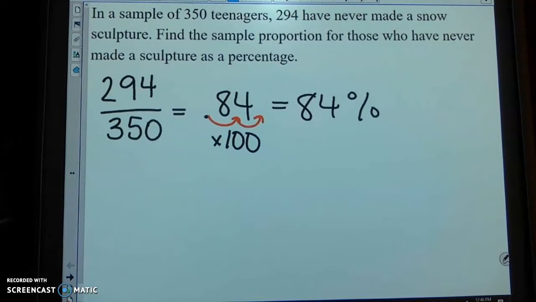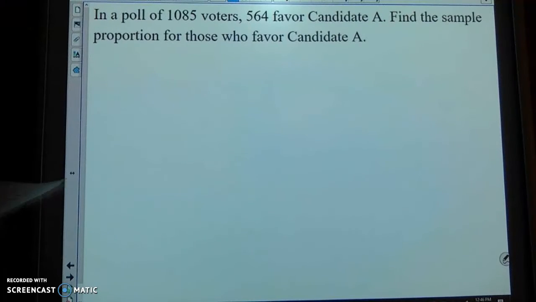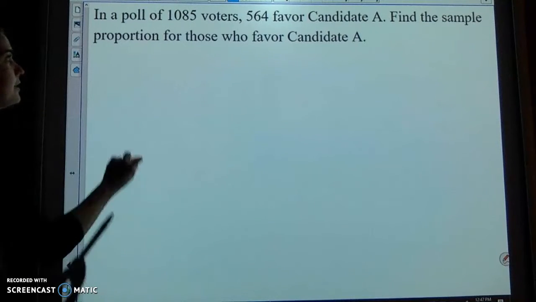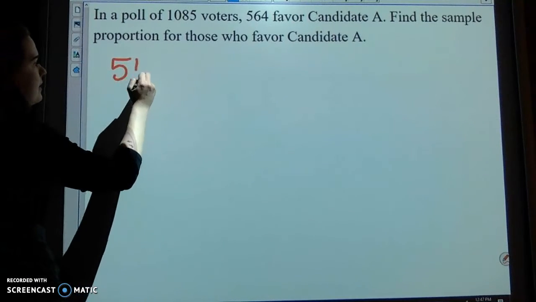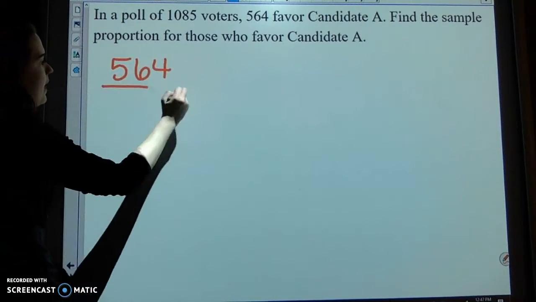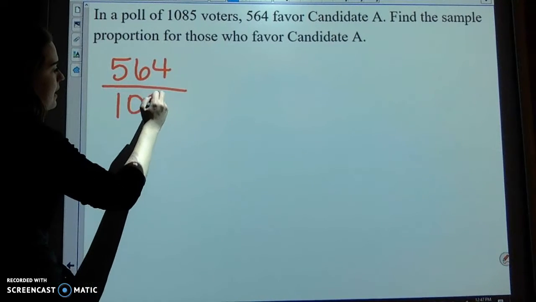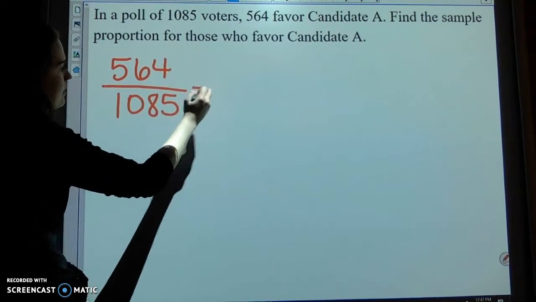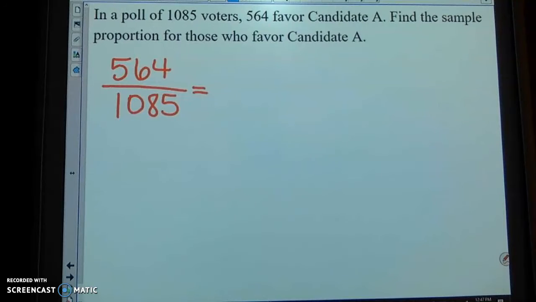Pause the video if you need so that you can think about this for a minute. And we're going to do the next one together as well. So we have, in a poll of 1,085 voters, 564 favor candidate A. Find the sample proportion for those who favor candidate A. Again, all we're going to do is 564 divided by 1,085. When you plug that in, you're going to get a long run-on decimal.